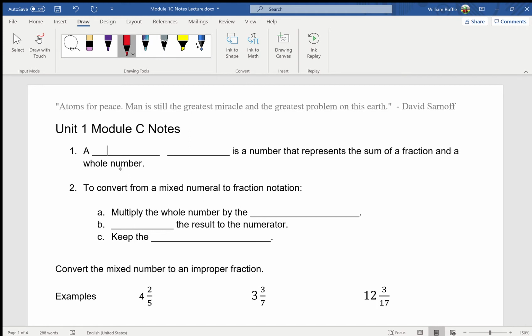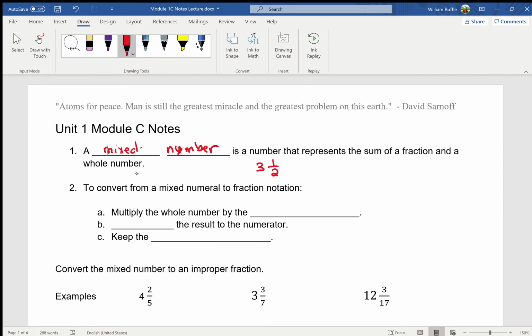It's going to be a mixed number. A mixed number is a number that represents the sum of a whole number and a fraction, like 3 1/2. That's what a mixed number is.